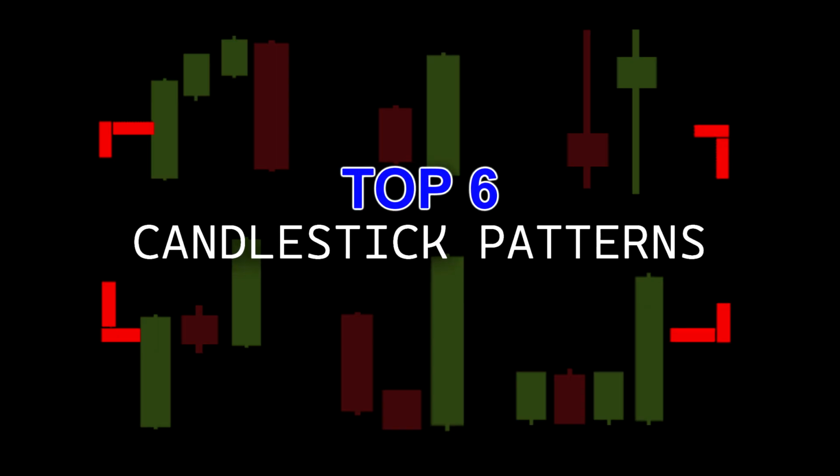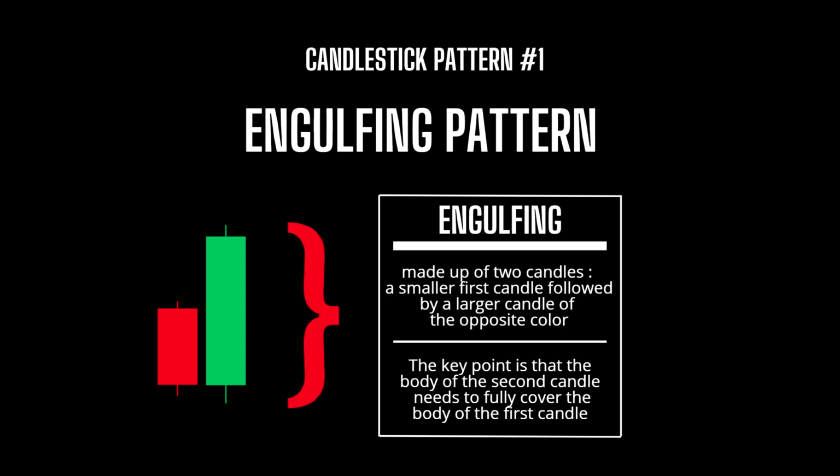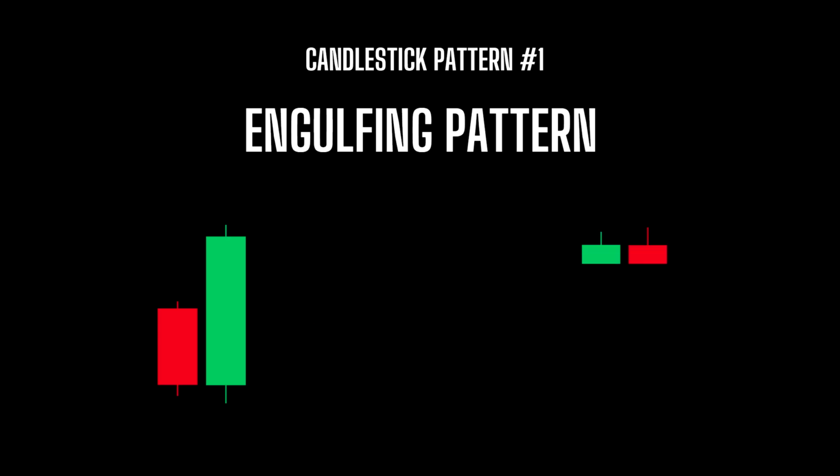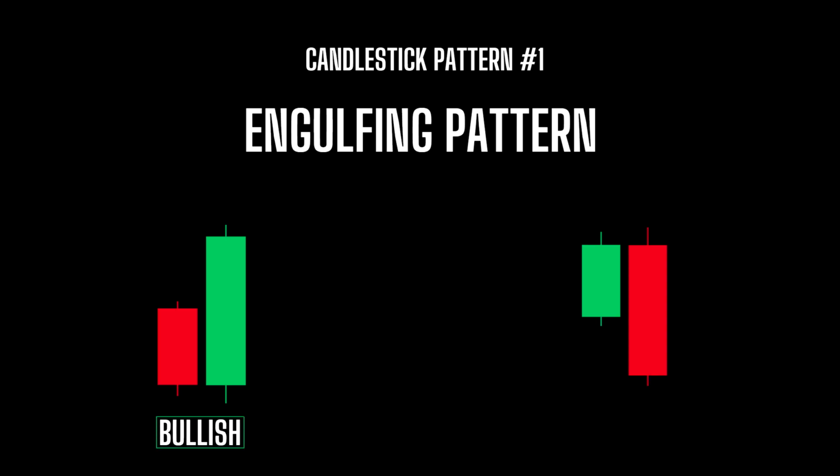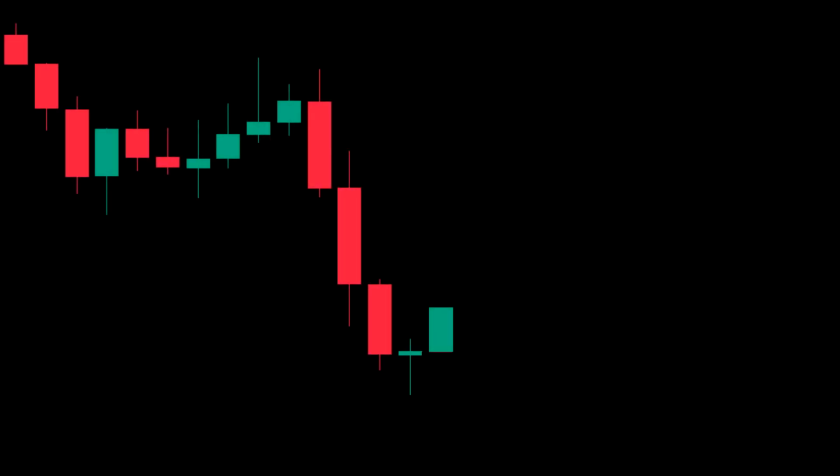Now I'm going to show you my top 6 candlestick patterns that I found to be the most effective. Number 1 is the engulfing pattern. An engulfing pattern is a candlestick pattern made up of 2 candles, a smaller first candle followed by a larger candle of the opposite color. The key point is that the body of the second candle needs to fully cover the body of the first candle. There are 2 types of engulfing patterns: a bullish engulfing pattern, which is when the smaller candle is red and the larger candle is green, and a bearish engulfing pattern, which is when the smaller candle is green and the larger candle is red. When you see an engulfing pattern on a price chart, it could signal a potential trend reversal.